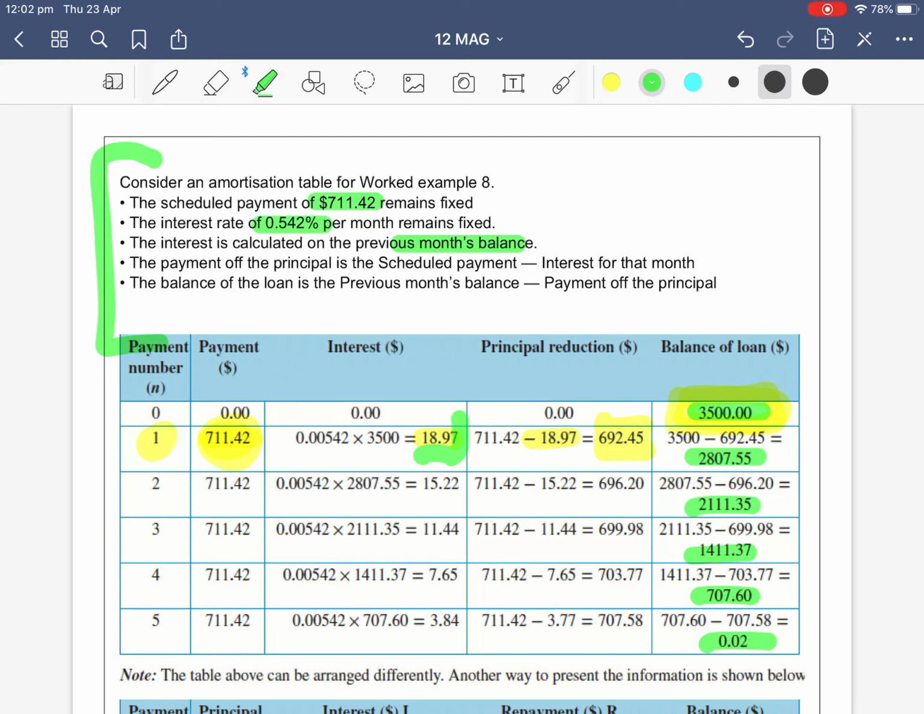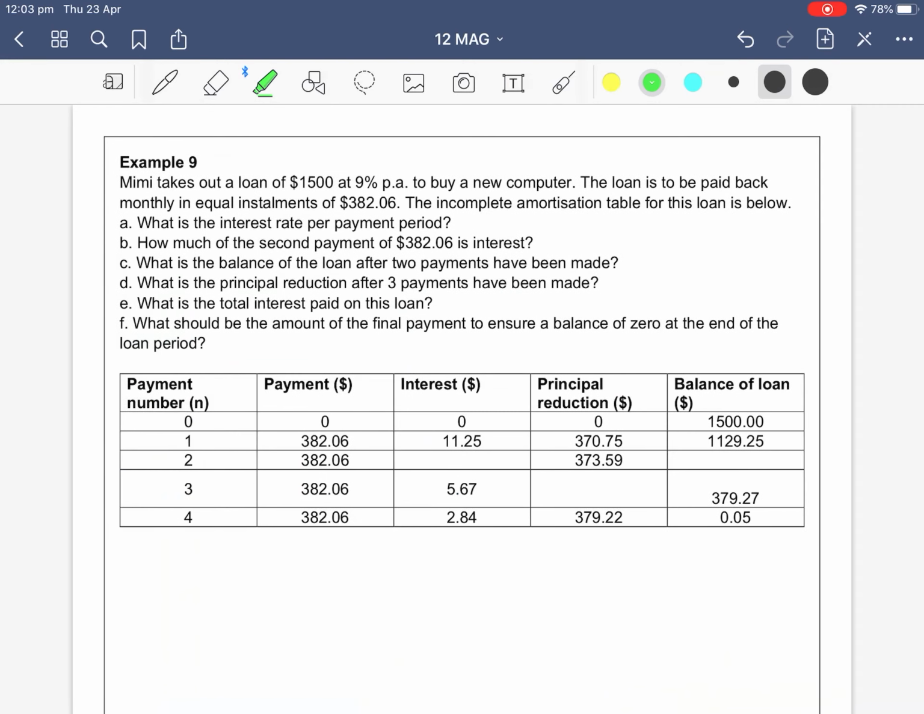In other words, there's $18.97 that the bank is making from that transaction. That money goes directly to the bank, and this is how the banks make their money. This process is just constantly repeated until we get all the way down to our final answer. I'm not going to go through the second table. We're just going to get stuck straight into an example now.